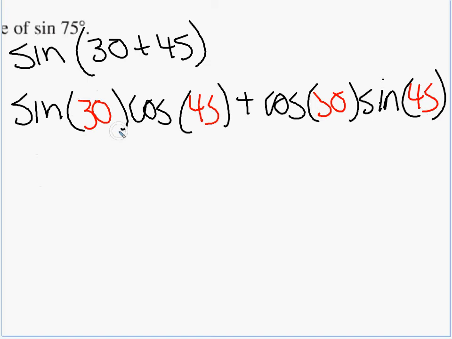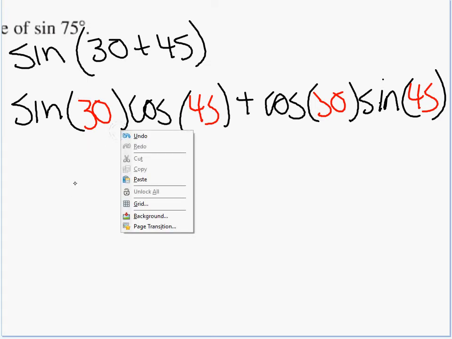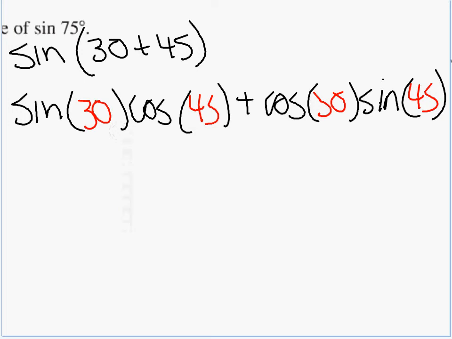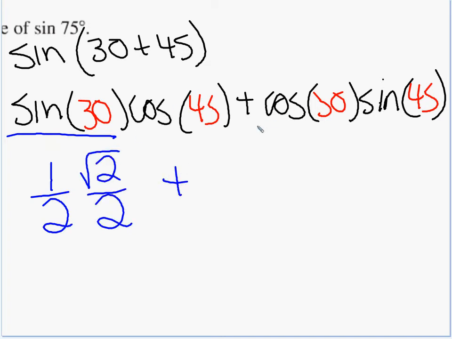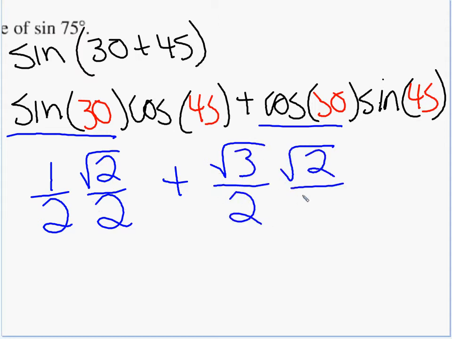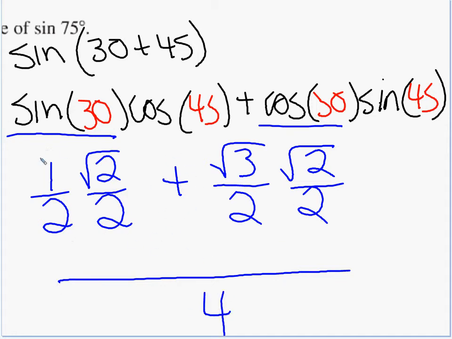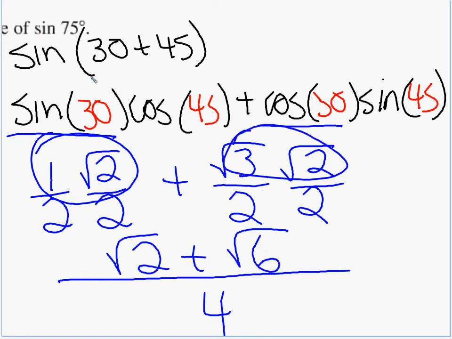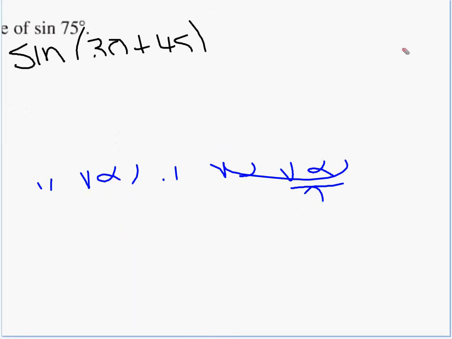Sine at 30 is a half, cos at 45, root 2 over 2, plus cos at 30, root 3 over 2, sine at 45, root 2 over 2. So our big old common denominator will be a 4 again. And then here we'll have a root 2 plus a root 6. And if you had done your angles backwards, 45 and 30, your numerator would just be flip-flopped, root 6 plus root 2, but it doesn't matter what order we do the addition.